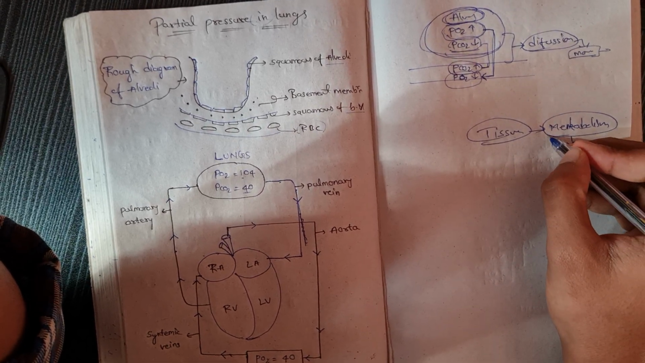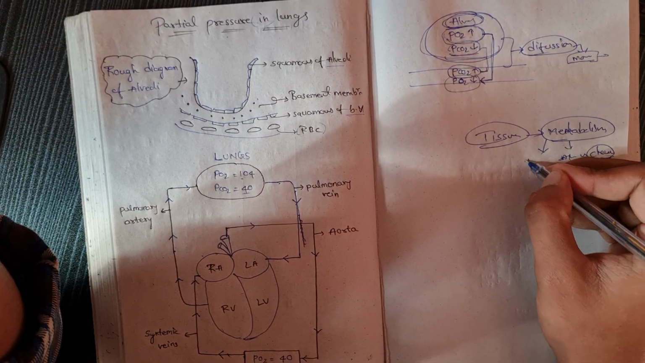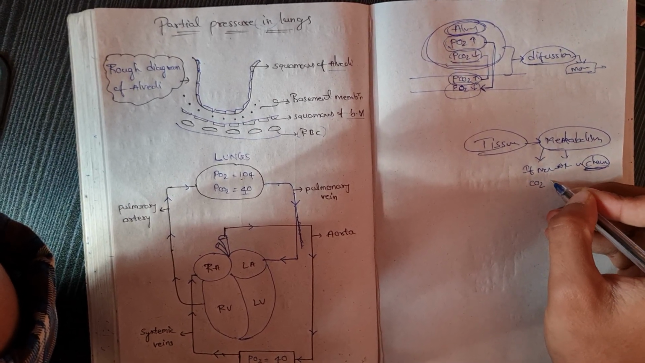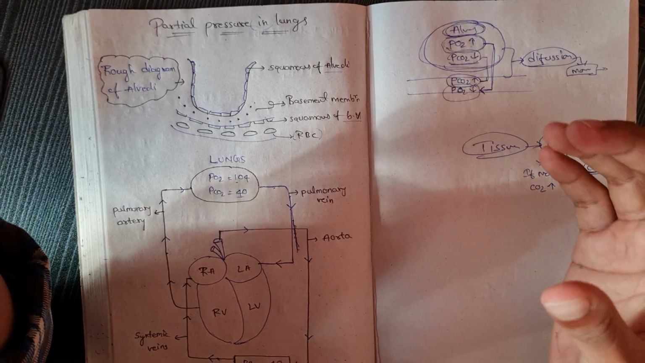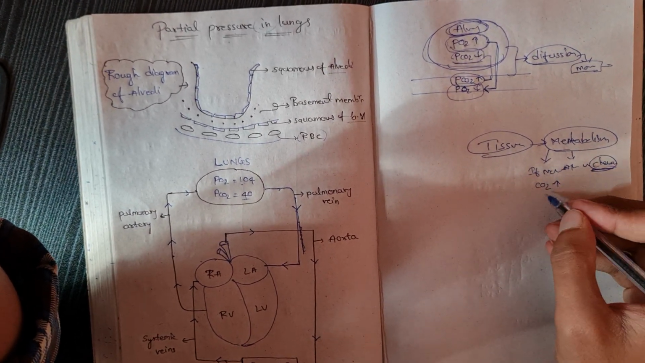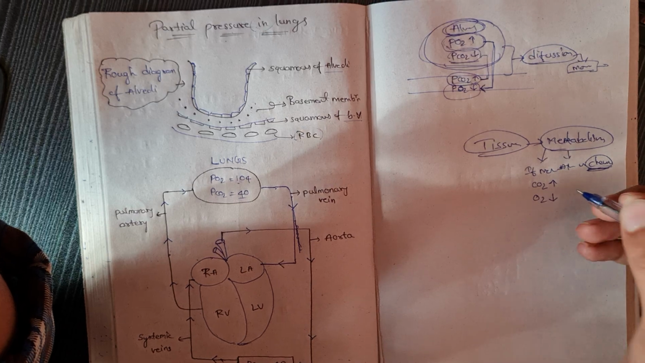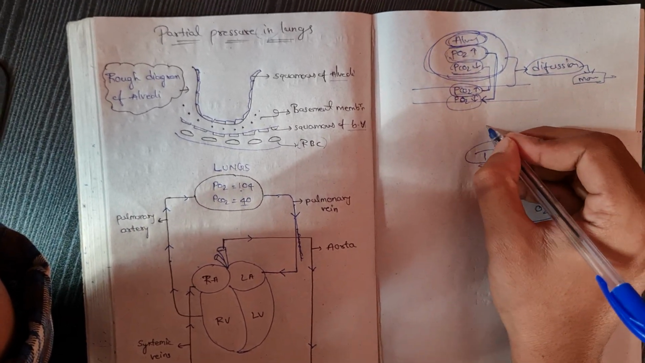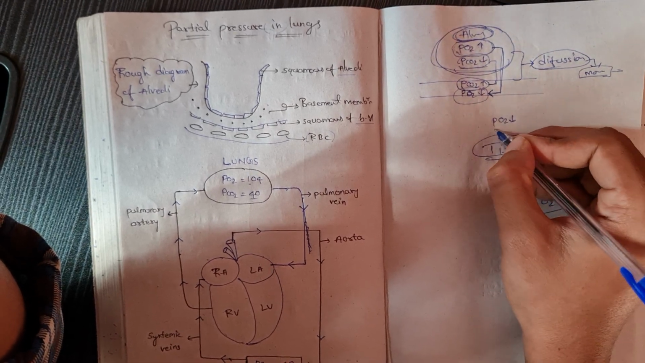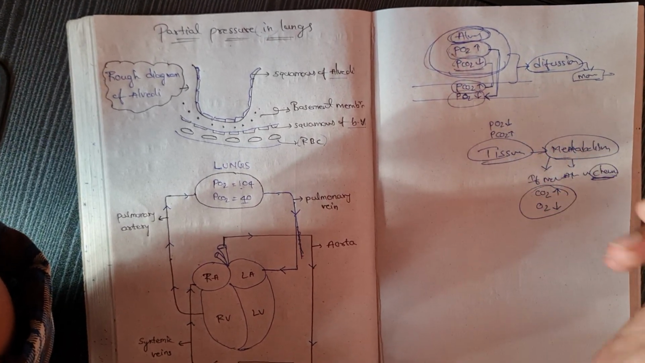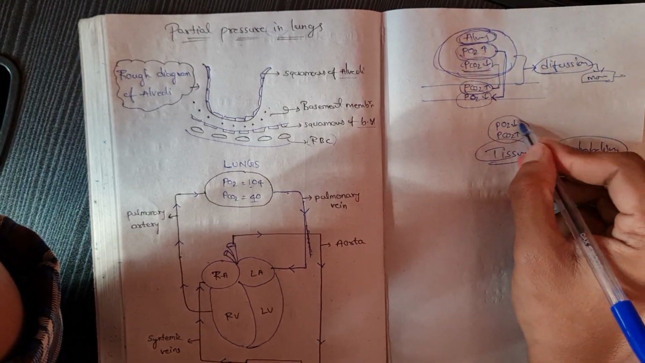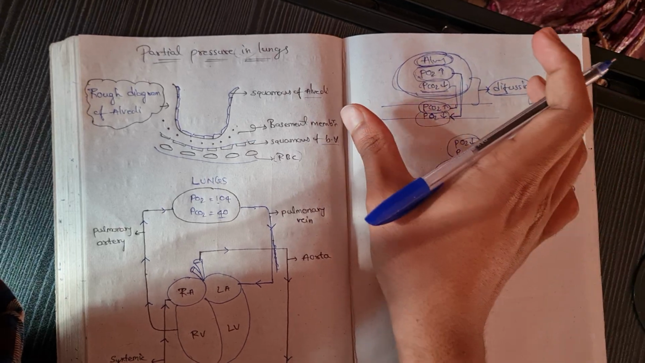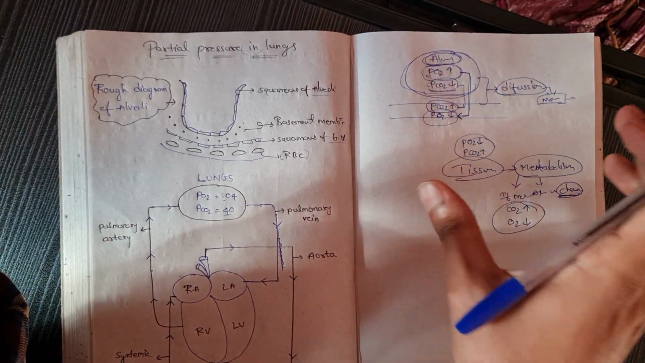Then if these tissues perform metabolism, then the CO2 concentration in the tissues will increase and the O2 concentration will correspondingly decrease. So then in tissues, the partial pressure of O2 is less and the partial pressure of CO2 is more. Okay, now guys. So here we have learned about the alveoli side and the tissue side.